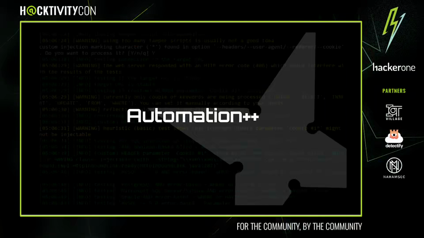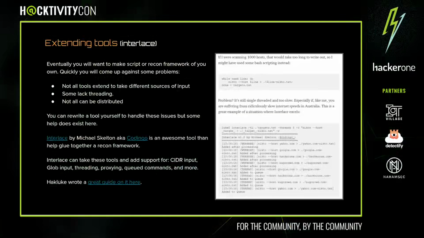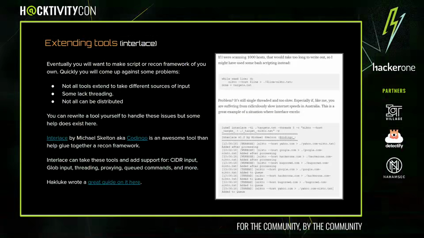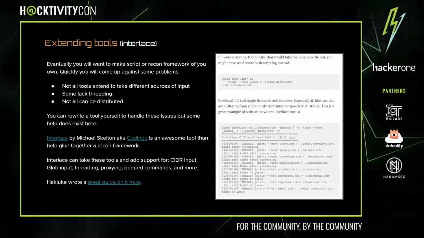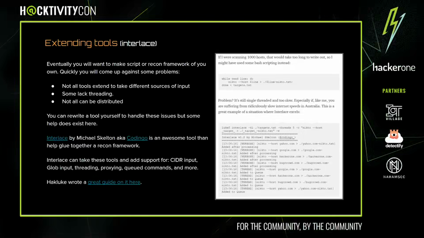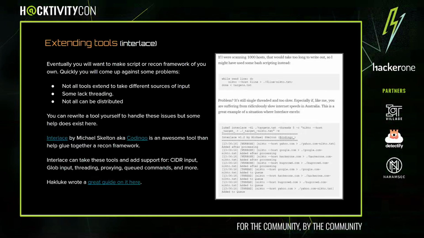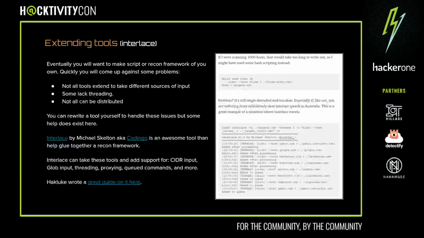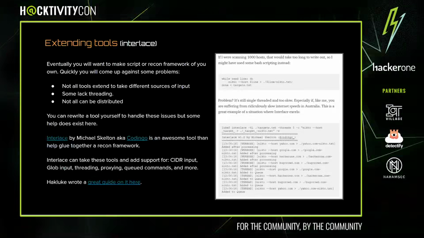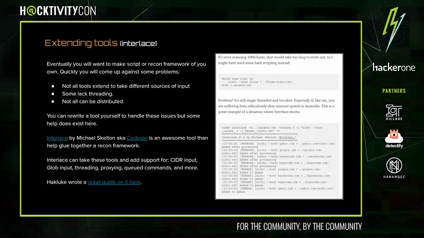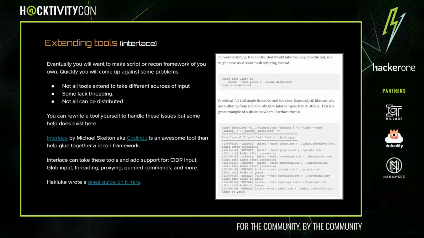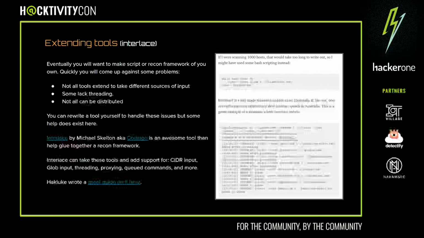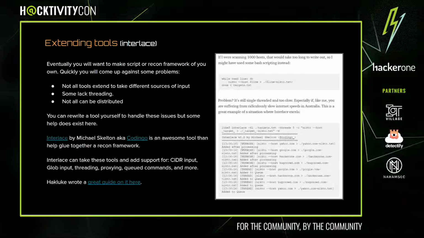All right, so let's talk about automation. Okay, so after you do all this, right? If you were doing all this manually, and sometimes I end up doing like 20% of it manually and automating the rest, the 80%. If you're gonna make an automation script, eventually you'll need to glue some tools together. And the tool that I really like for this, that adds extensibility to other tools, is a tool called Interlace by Michael Skelton, or Codingo.